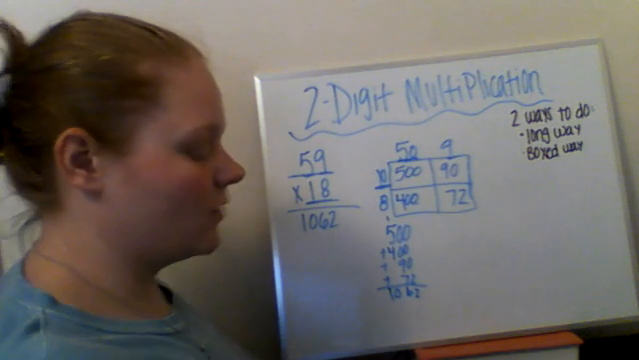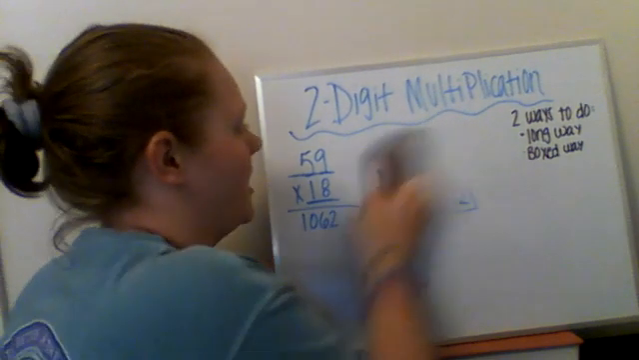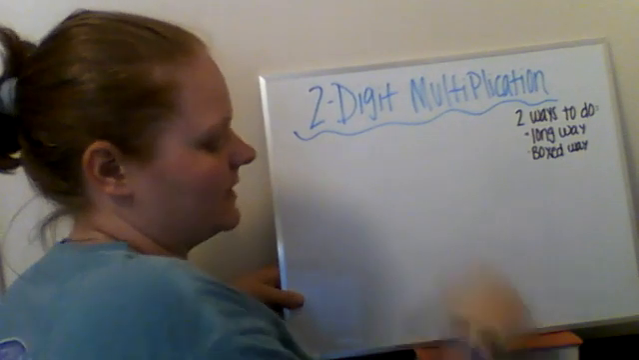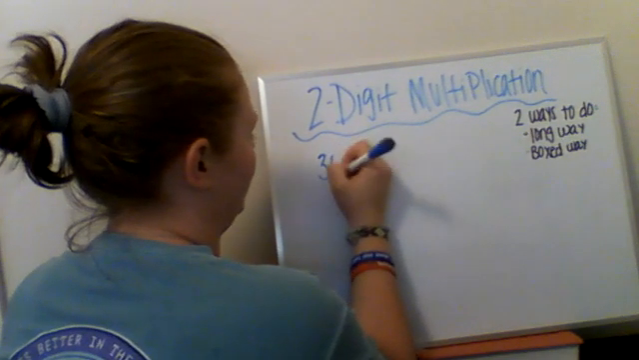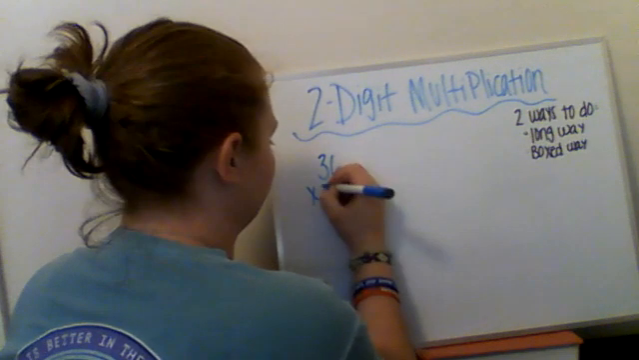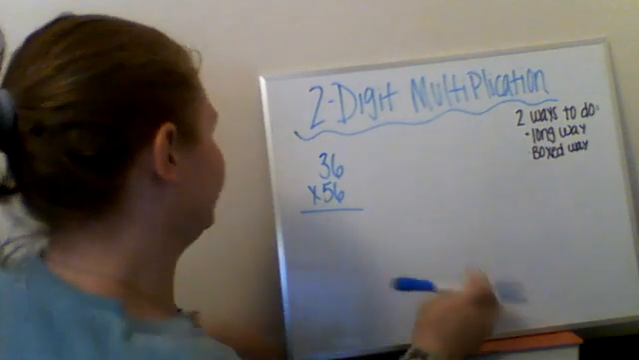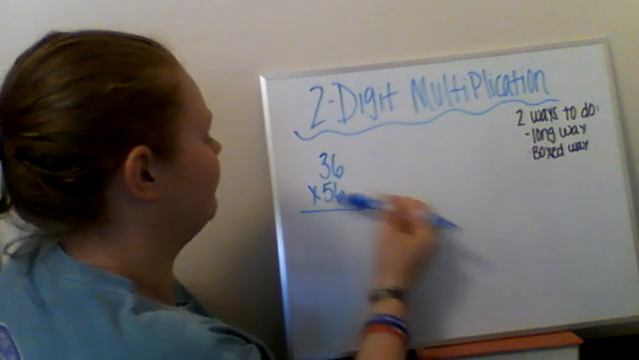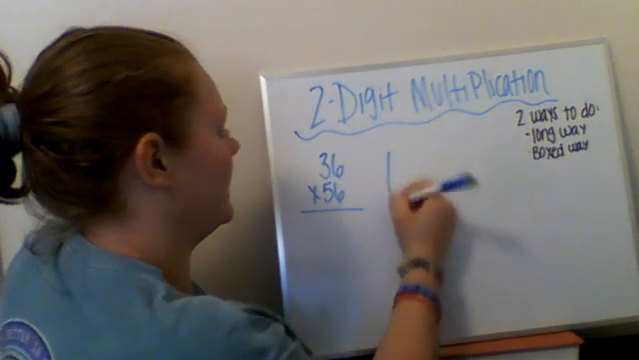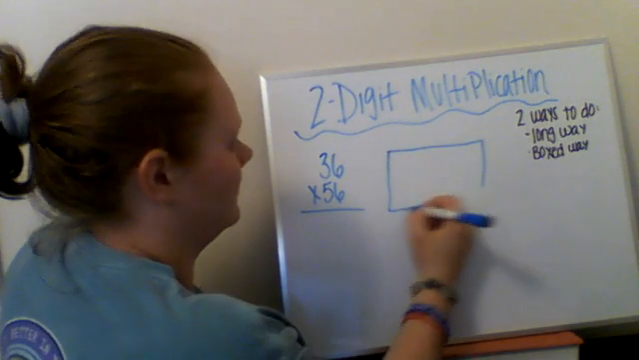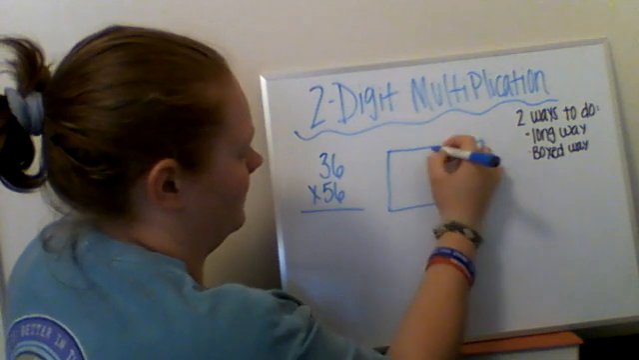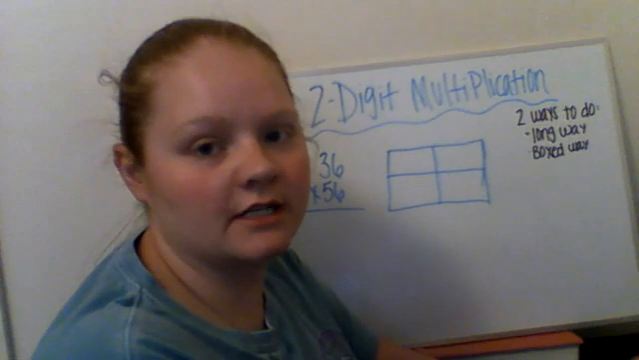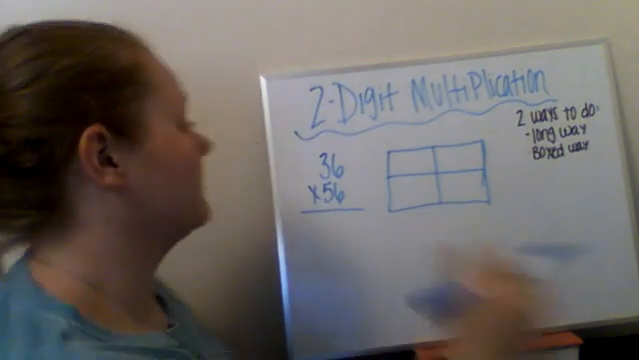Okay, let's do one more example to make sure you know how to do the boxed way. So if I gave you the example 36 and I want you to multiply 56. In this case, the two numbers that we're multiplying are 36 by 6 and 36 by 50. Okay, so again, I'm going to draw my box. Again, your box will depend on if you're multiplying by 2 digits, 3 digits, and so on. So in this case, I'm multiplying by 2 digits.